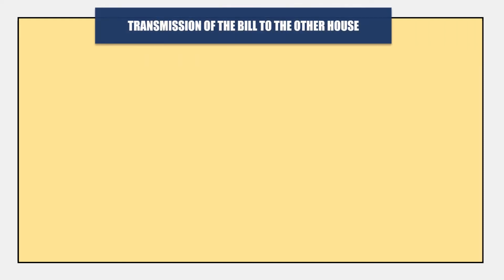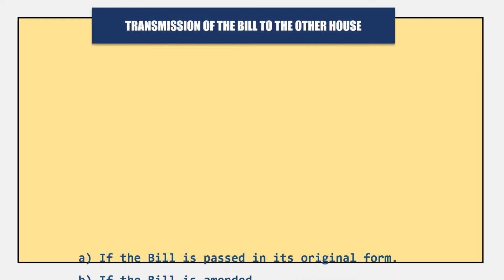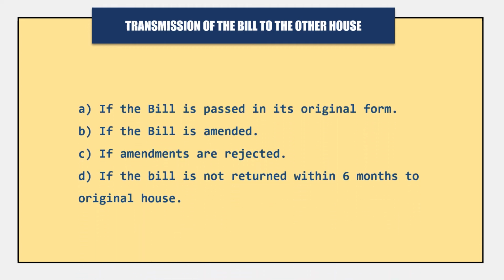Transmission of the bill to the other house. After the bill is transmitted to the other house, the bill goes through the same stages as described above. The options are: let us consider Lok Sabha as the original or the first house and the Rajya Sabha as the second house. A. If the bill is passed in its original form, then with the Speaker's signature, it is sent to the President for his assent.